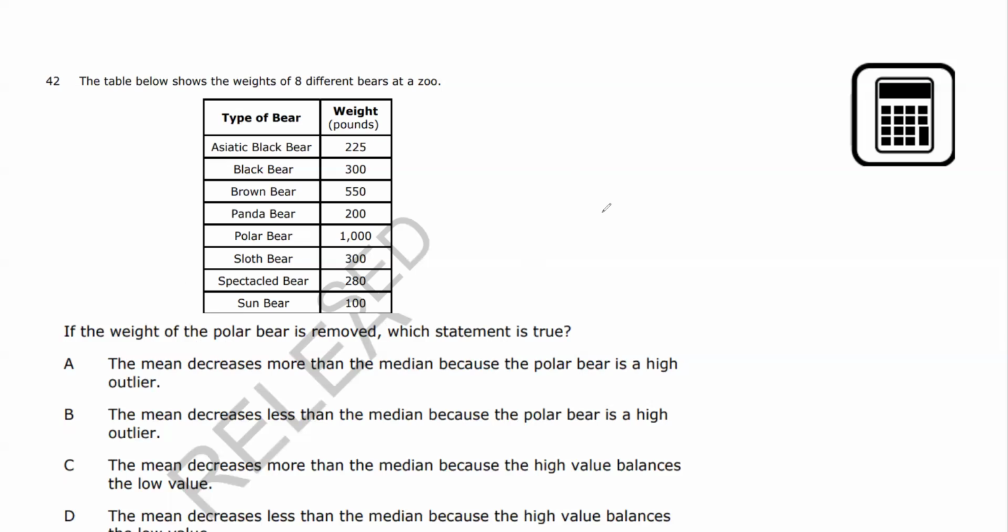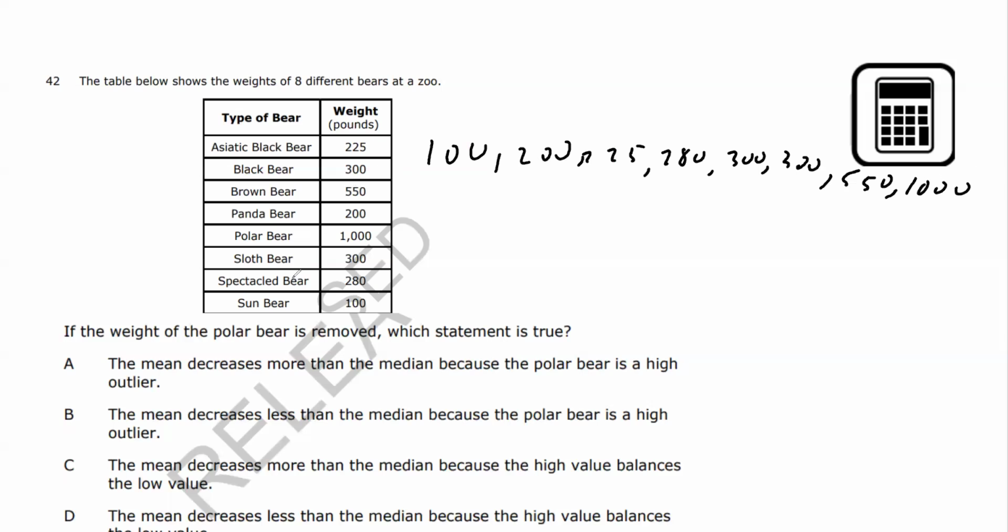You just have to kind of go through the process here. I wouldn't skip on this. I wouldn't take a shortcut. I would just grind it out. And what I mean by that is I'm going to put them in order first because I got to find the median. So 100, 200, 225, 280, 300, 300, 550, and 1000.